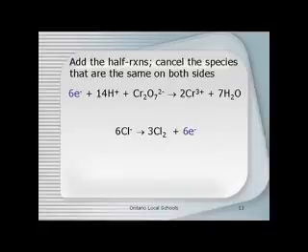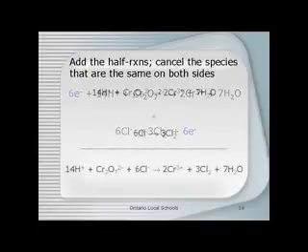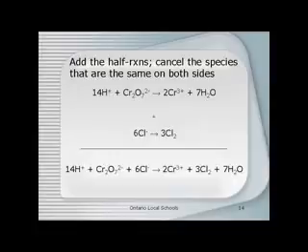Now, there are no other species in common on the left-hand side or right-hand side of these reactions, so that's all we can cancel. Since we've canceled the 6 electrons that were common to the opposite sides, we're going to go ahead and add these reactions together. And so you can see we have 14H plus the dichromate ion Cr2O7 2 negative plus 6Cl minus will yield 2Cr3 plus 3Cl2 plus 7H2O.